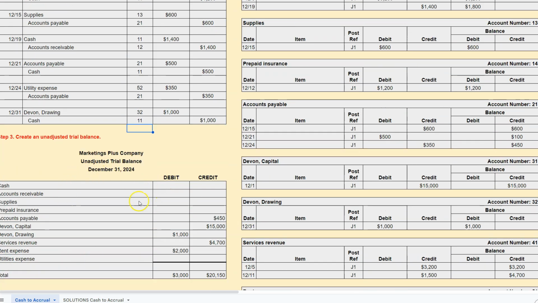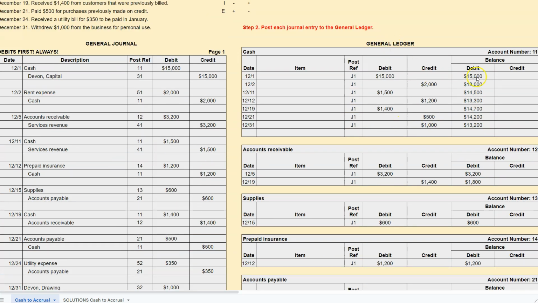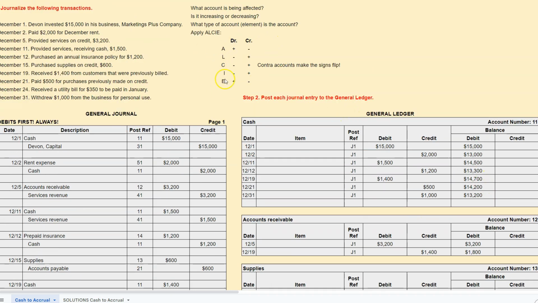All right, so now what we're going to have to take a look at is next step would be our trial balance here. Delete these so we do it from scratch. Now, the one thing before we move on to step 3 where we're creating this unadjusted trial balance, I just want to talk a little bit about this general ledger and these balances that we're seeing. And this relates back to this LC figure that we have here.